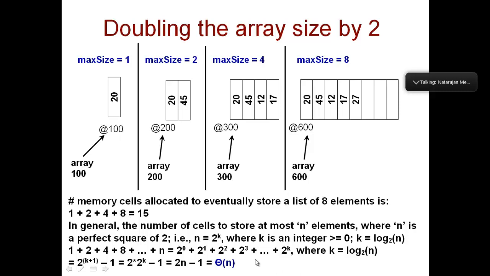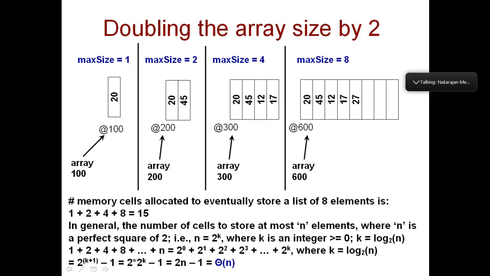Okay, so that's the number of memory cells we are allocating, because we can discard the lower order terms and discard the coefficient of the most dominating term, and we are simply left with n. So that's the theta complexity. And this is a tight bound because we have to always create memory proportional to n.